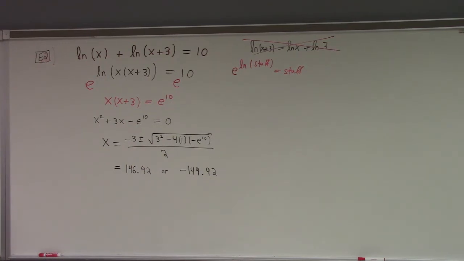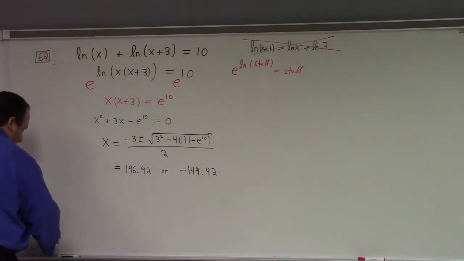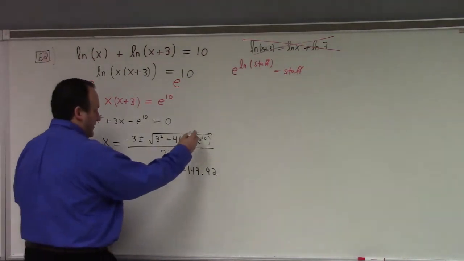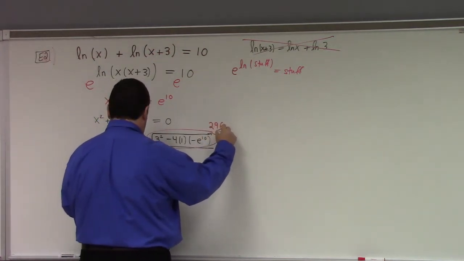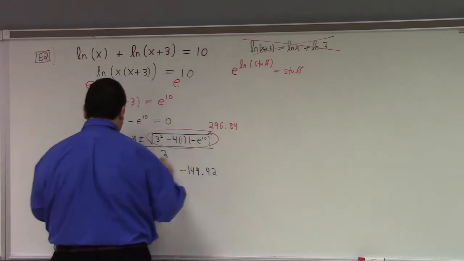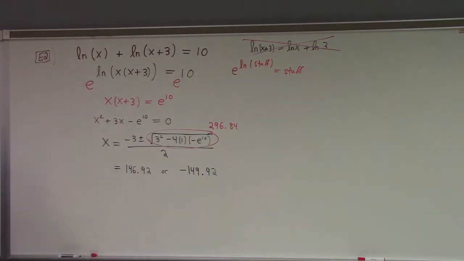All right. 9 plus 4 times e to the 10th. So you got 88,114.86 under the square root. So when you take the square root, this piece right here is like 296.84, all right? And so that's pretty much dominating what's going on here, that piece.